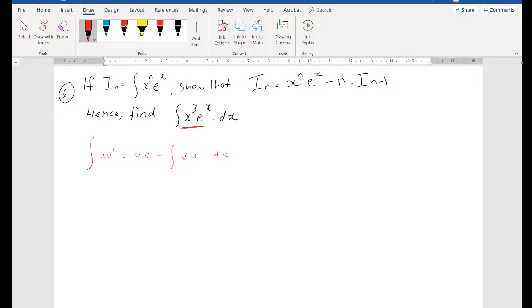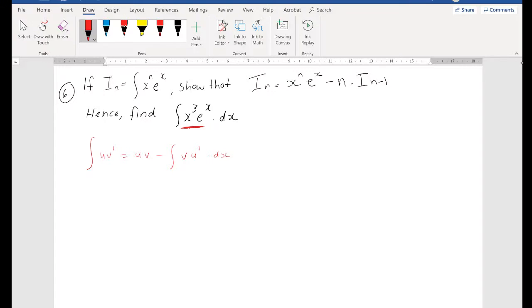Now, I'm not integrating this x cubed e to the x part yet because it says hence. I have to show first that I_n can be represented as this. So let's do integration by parts on x to the power of n, e to the power of x. No matter what power x has, we need to name one of these the derivative, v dash, and one of them u. The integral, we can take of both. The derivative, we can take of both.